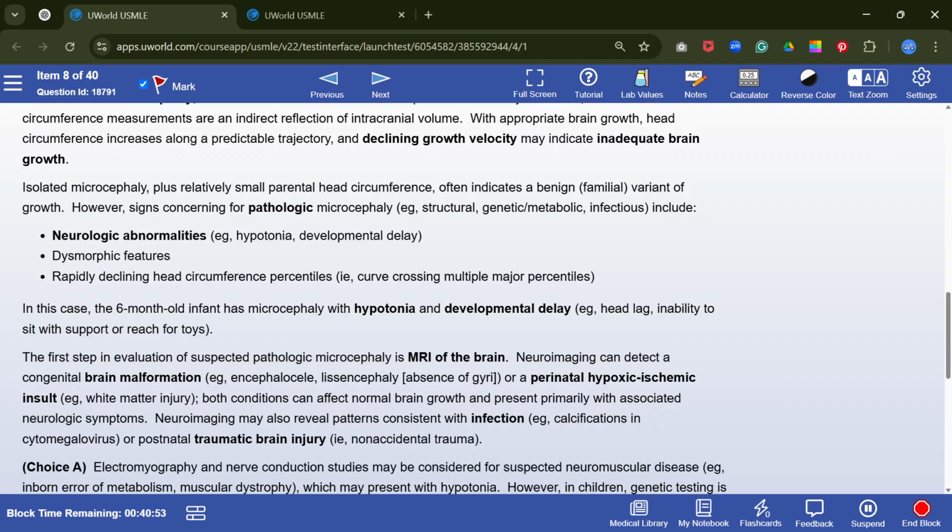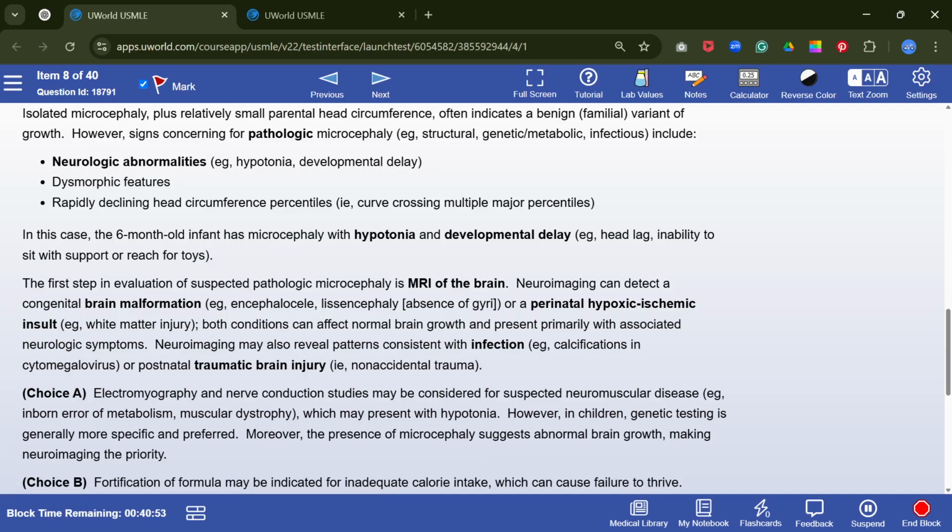Neuroimaging can detect brain malformation like encephalopathy, lissencephaly, which is absence of gyri, or perinatal hypoxic insult and white matter injury. Both conditions can affect normal brain growth and are primarily associated with neurological problems. Neuroimaging also reveals patterns consistent with infection, calcification with cytomegalovirus, or postnatal traumatic brain injury, non-accidental trauma. So that is all about evaluation of microcephaly.